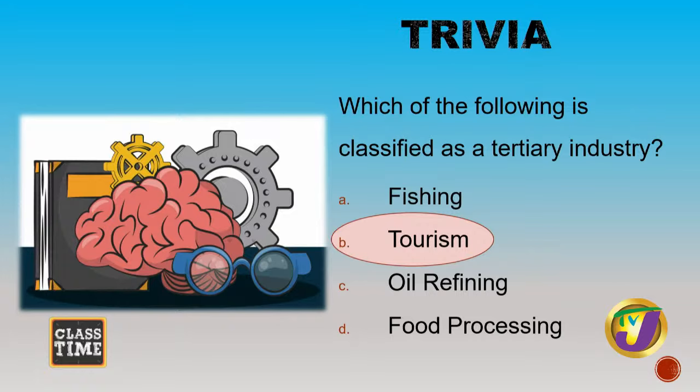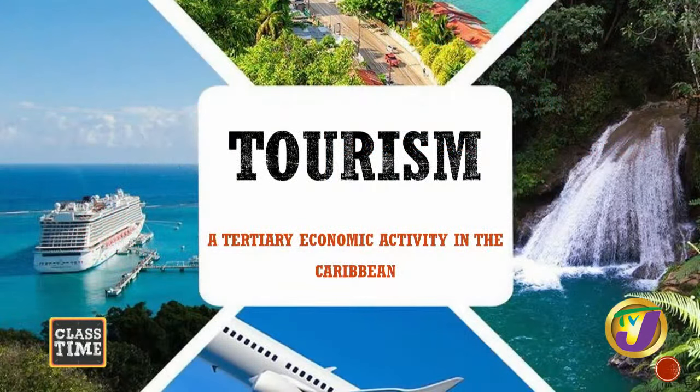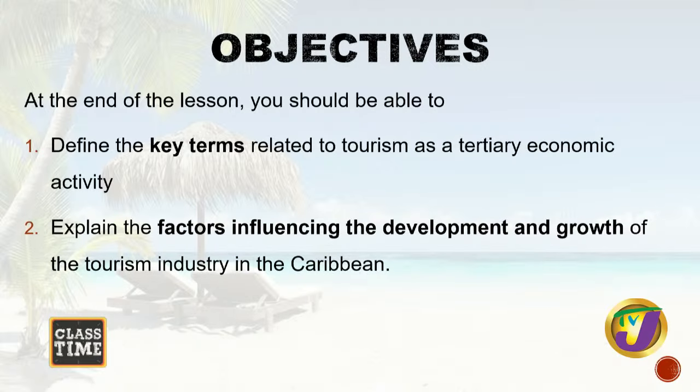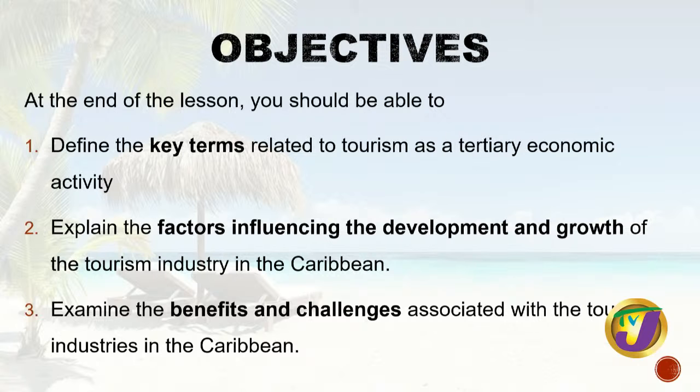We'll be looking at tourism as a tertiary economic activity. Your previous geography lesson will have you look at food processing as a secondary industry and fishing or farming as a primary economic activity. The objectives to be covered include defining key terms relating to tourism as a tertiary economic activity, explaining the factors which influence the development and growth of the industry in the Caribbean. And we're also going to look at some of the benefits and challenges of tourism in the Caribbean.